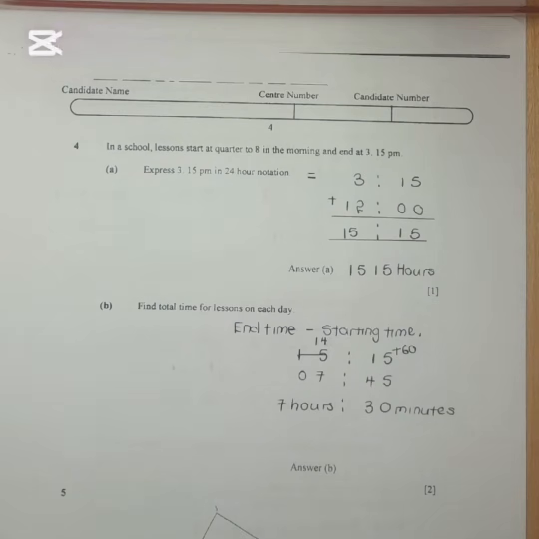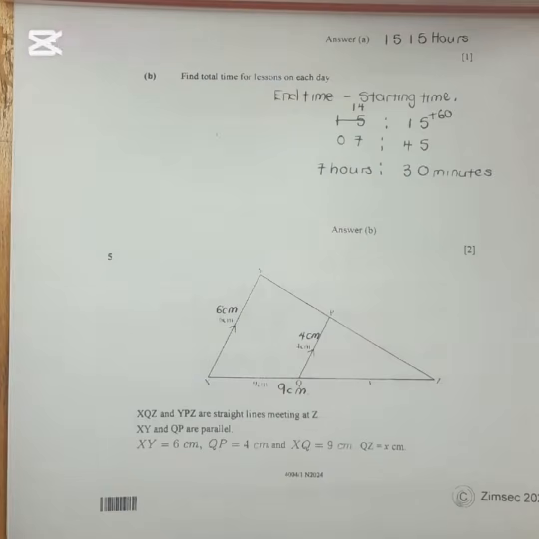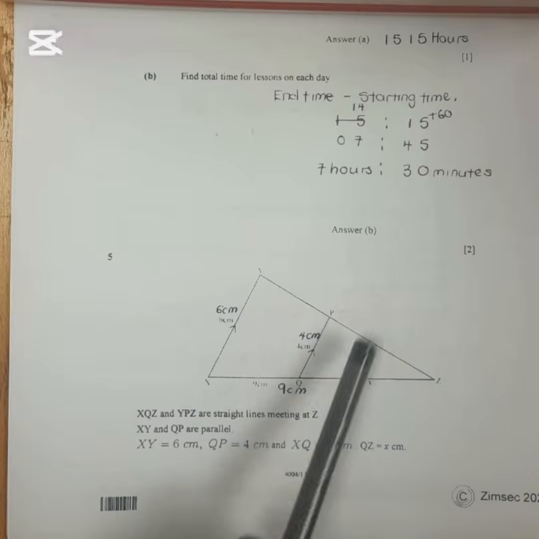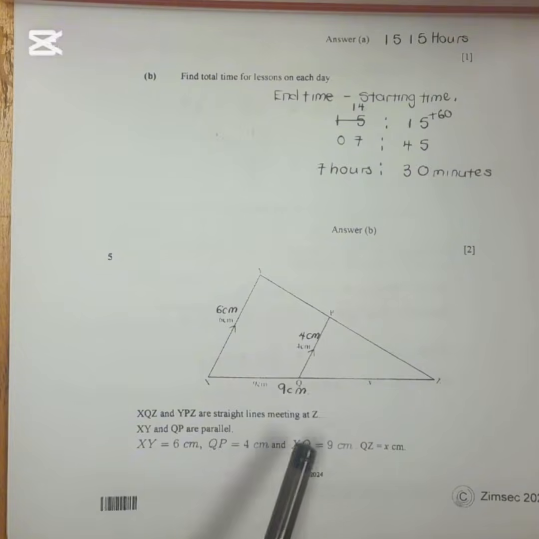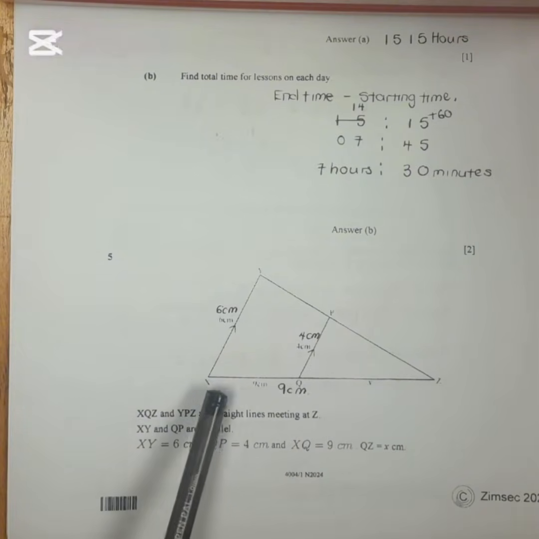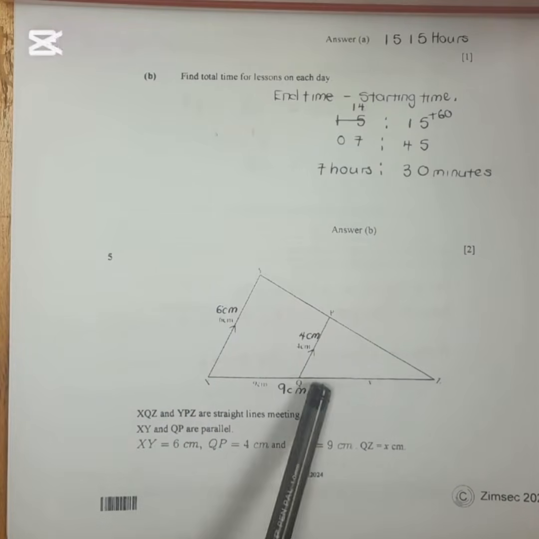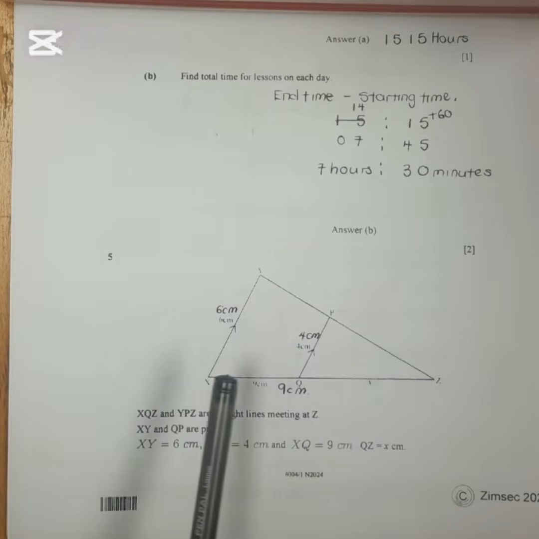Let us proceed to number 5. It was a question on similarity. XQZ and YPZ are straight lines meeting at Z. XY and QP are parallel. From X to Y, we are having 6 centimeters. From Q to P, we are having 4 centimeters. From X to Q, we are having 9 centimeters. And then from X to Z, we are having 8 centimeters.